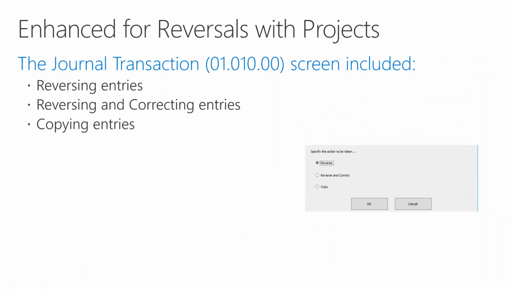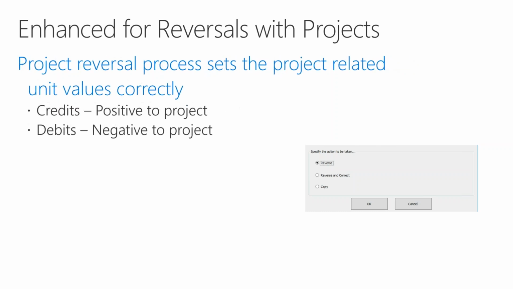All right, the next enhancement was around projects, and the difference here is that hopefully you're very familiar. In our journal transaction screen, we added the ability to reverse and correct batches and copy batches. But the problem that came up is that when you would reverse a batch that had to do with a project, the credits that you put in general ledger would become a negative to the project, and a debit would become positive to the project, just because the way things are done in project is slightly different.